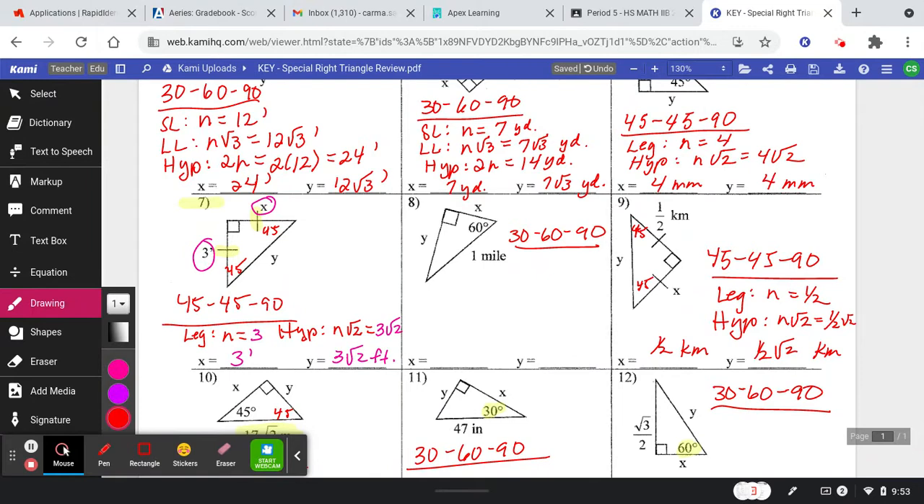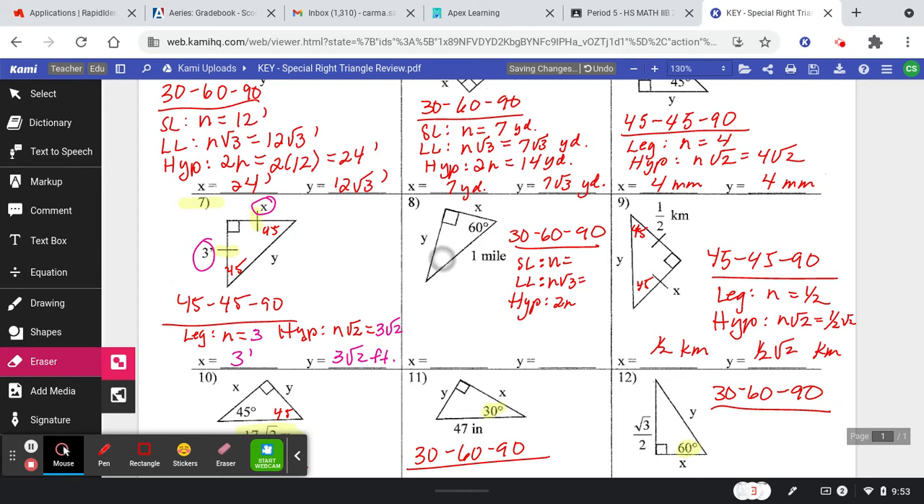All right, next, let's go short leg, long leg, and hypotenuse. How are you doing on these rules? Are you remembering them? So this time, looking across from my 30, do you see how they did not give us the short leg value? That's what we're trying to find.